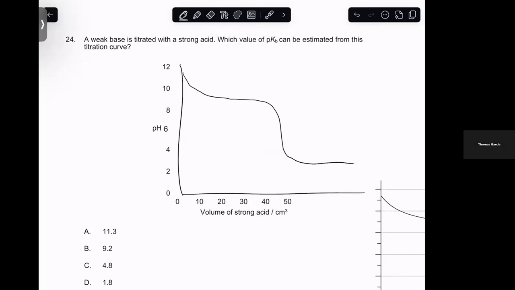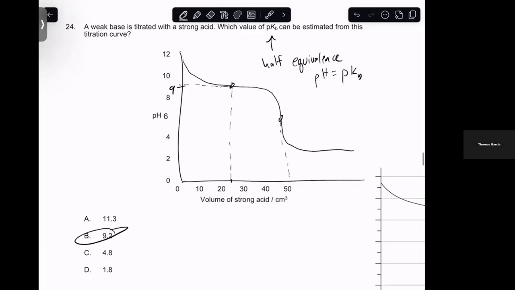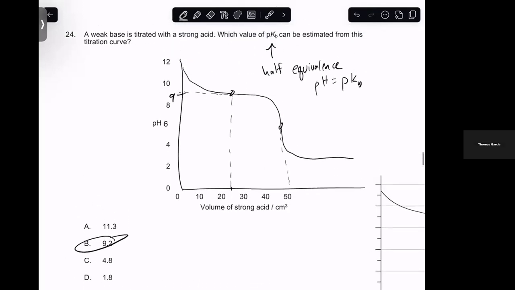Well, that's a funny thing. At our half equivalence, pH equals pKb. It's one of those little things that you have to know. So our equivalence point happens right around 50. Therefore, our half equivalence at 25 happens right just above 9. Therefore, our pKb must be 9.2, right at the half equivalence point.